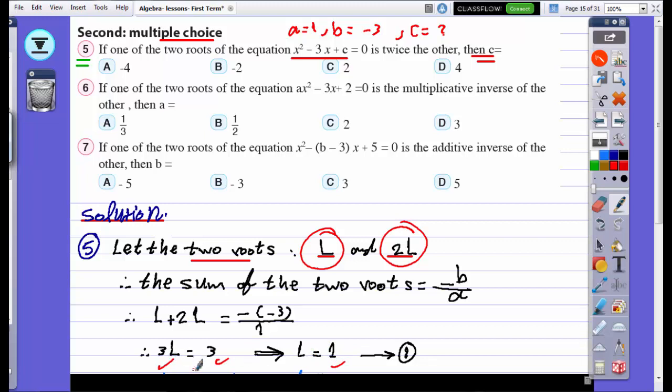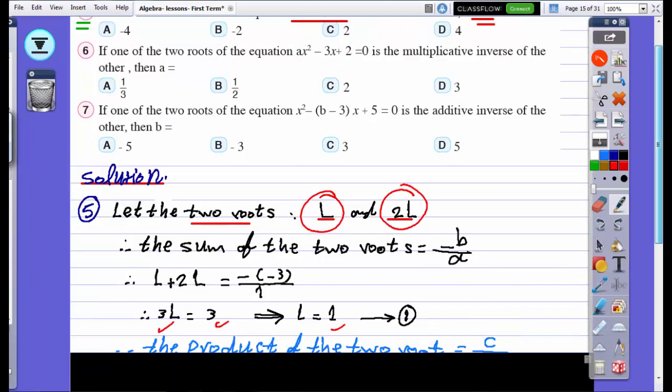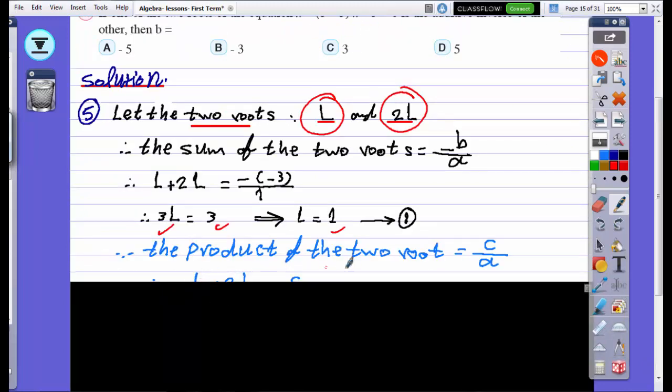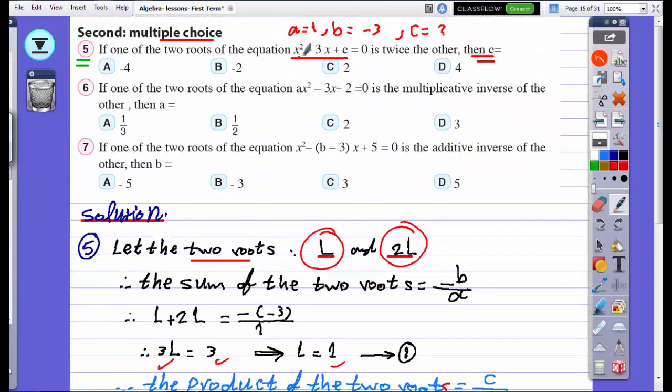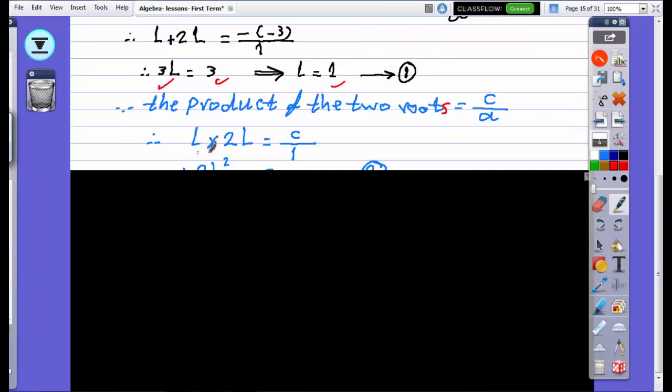L equals 1. So the two roots of the equation are L and 2L, 2 multiplied by 1 equals 2. But don't forget that the required is c. The product of the two roots equals c over a. L multiplied by 2L equals c over a. And a equals 1, because we have x squared and its coefficient equals 1. So we write L multiplied by 2L equals c over a equals c over 1.